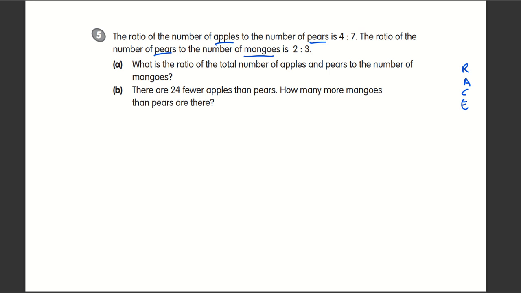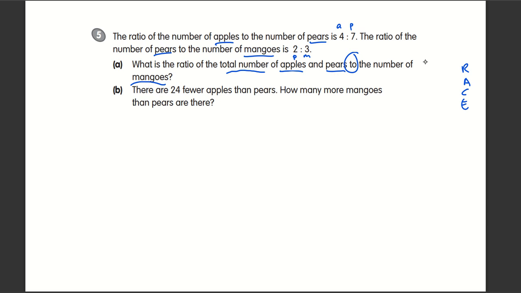Get ready my color to help me. The ratio of the number of apples to number of pears is 4:7. The ratio of number of pears to number of mangoes is 2:3. Okay, I notated already. Then it says, what is the ratio of the total number of apples and pears to the number of mangoes? Okay, very complicated.